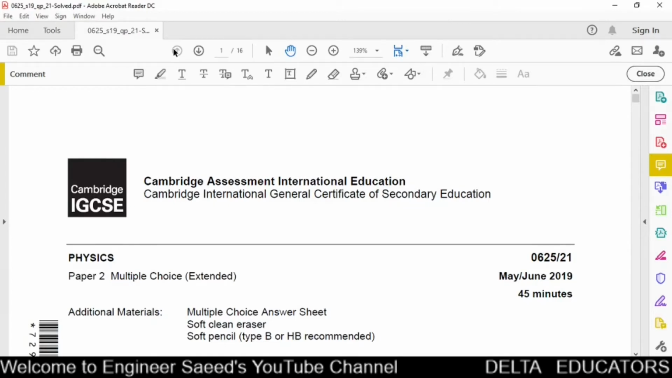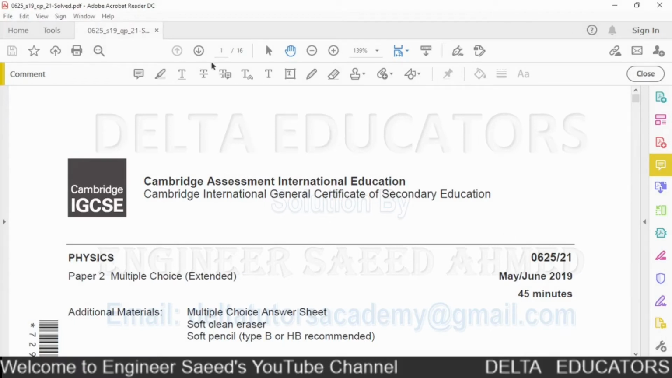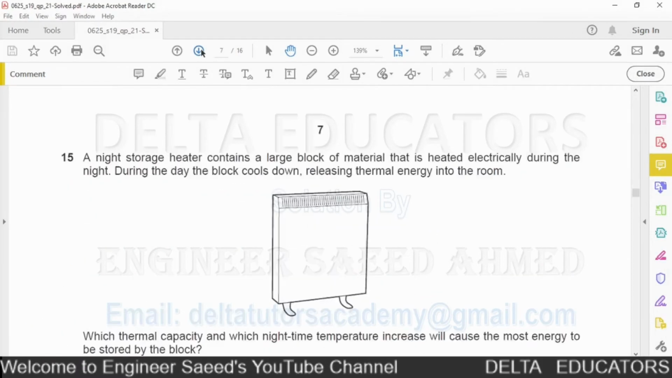IGCSE Physics, Paper Code 0625, Paper 2 Variant 1, May June 19. Today we will solve question number 31 to question number 40.